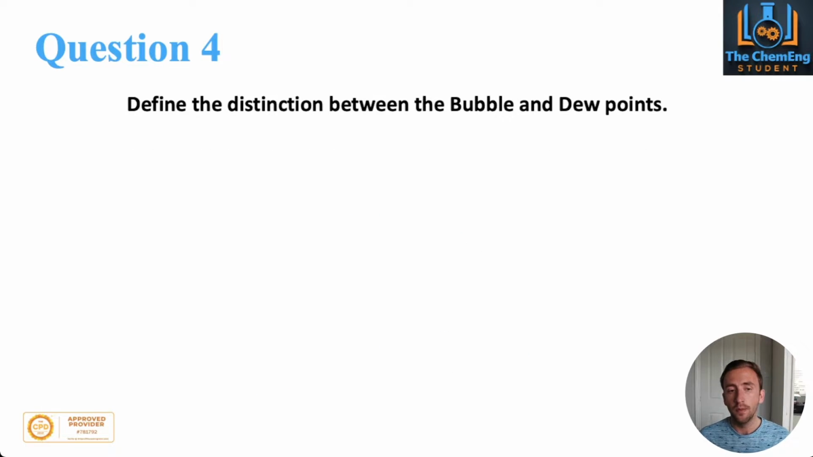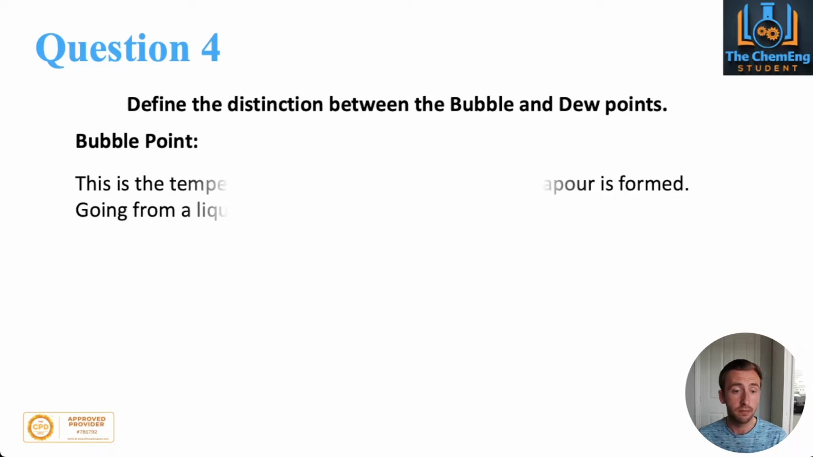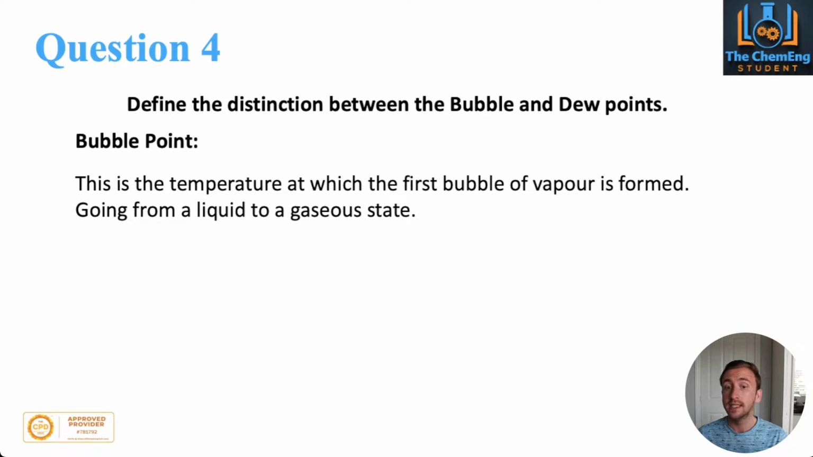Now question number 4 would be: define the distinction between the bubble point and the dew point. And this is particularly prevalent when we are designing distillation columns. So if we start off with the bubble point, then in essence the bubble point is basically the given temperature at which the very first bubble of vapour will be formed, going from a liquid to a gaseous state.